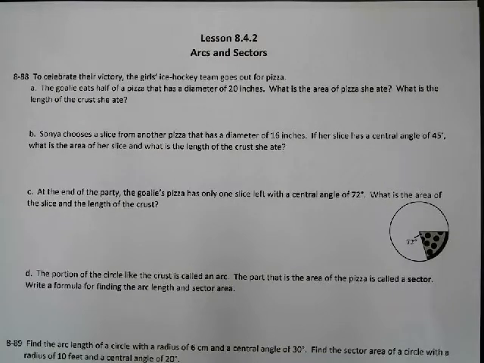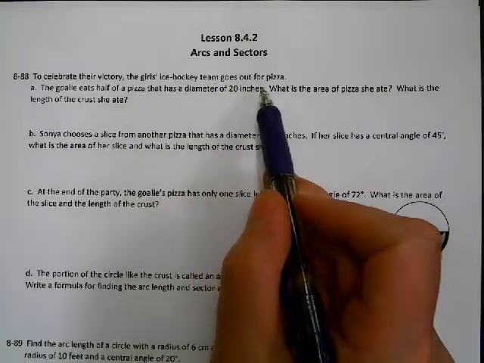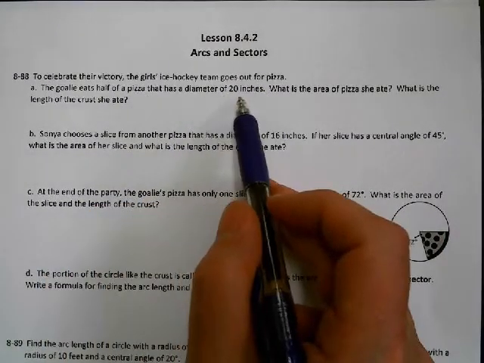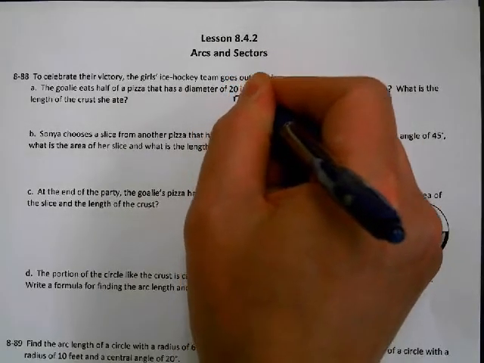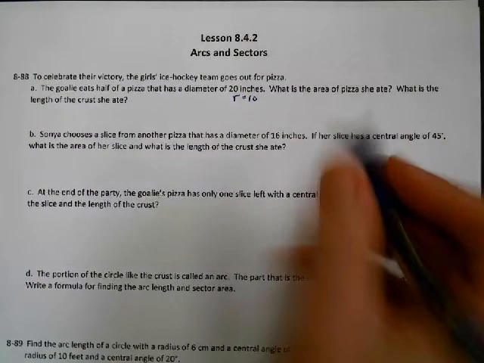We've got section lesson 8.4.2, arcs and sectors. To celebrate their victory, the girls' ice hockey team goes out for pizza. The goalie eats half the pizza that has a diameter of 20 inches. So if the diameter is 20 inches, the radius is 10, so that's good to keep in mind. What is the area of the pizza that she ate?